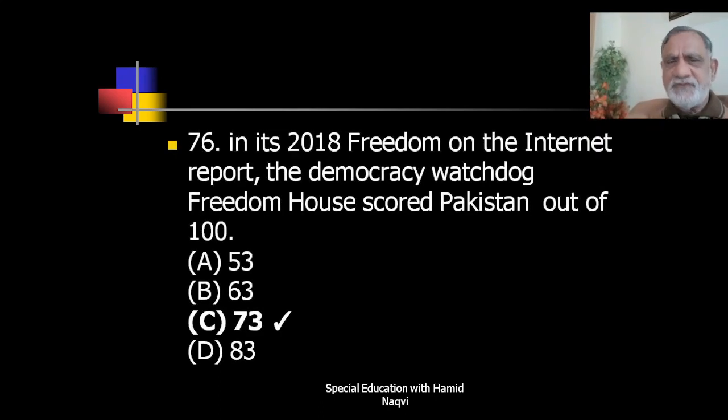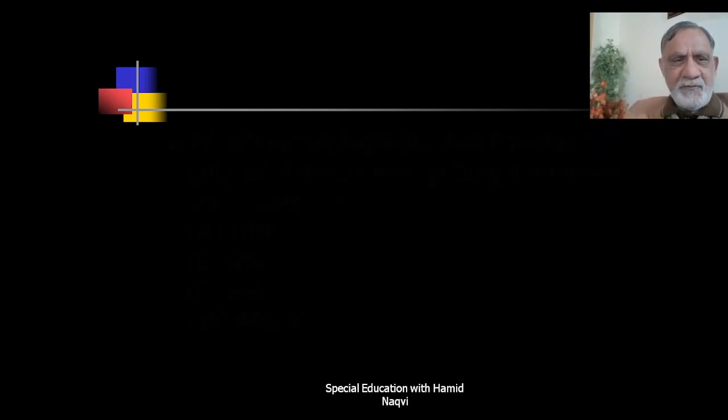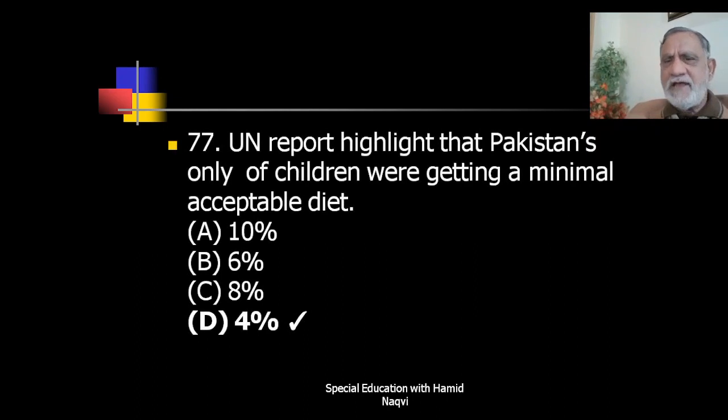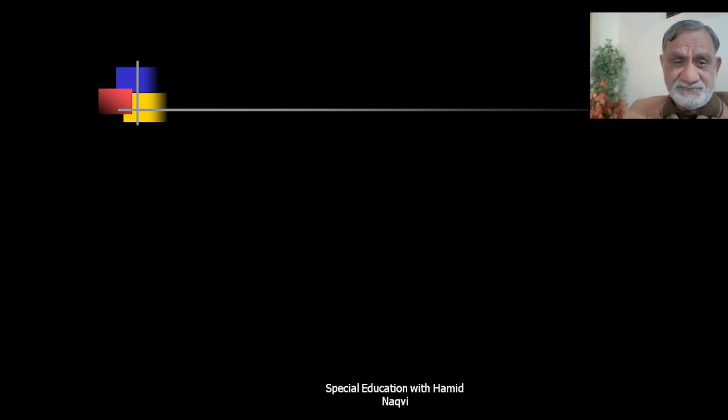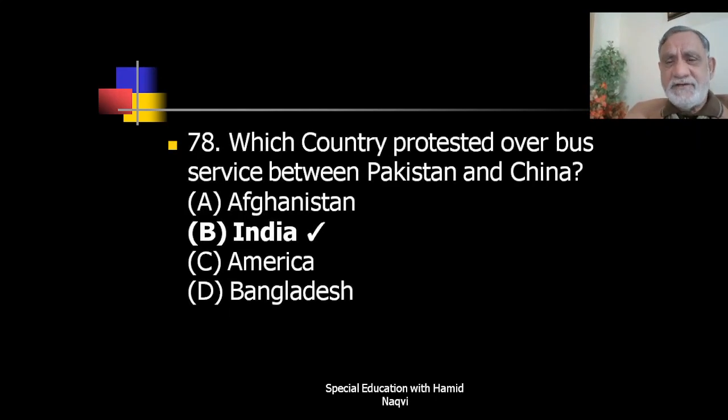In the 2018 Freedom on the Internet report, the democracy watchdog Freedom House scored Pakistan out of 100. How many? They gave us 73. A UN report highlights that only 4% of Pakistani children are getting a minimally acceptable diet. Which country protested over the bus service between Pakistan and China? It was India.